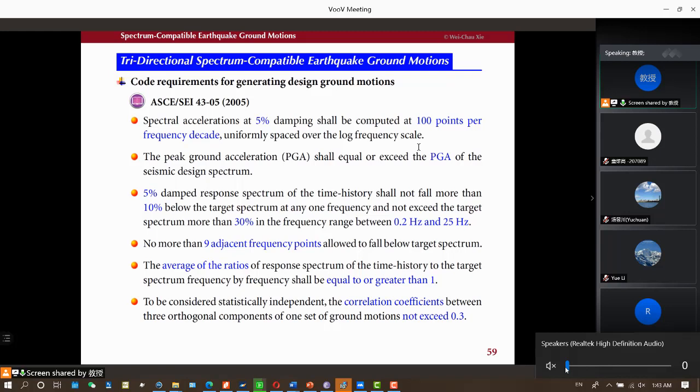The PGA of the time history should equal or exceed the PGA of the design response spectrum. And the response spectrum of the generated time history should not fall 10% below the target or 30% above the target. This is to make sure that the design is conservative, safe. And this is to make sure that the design is not too conservative. If it's too conservative, it increases the cost of design and construction. Okay, and there are some other requirements.